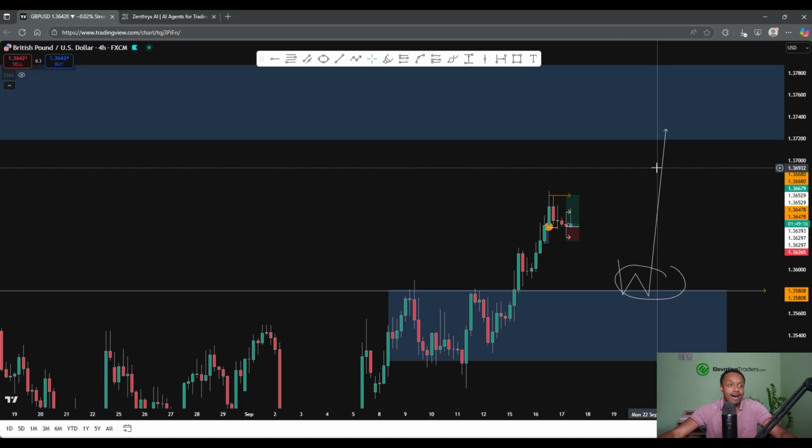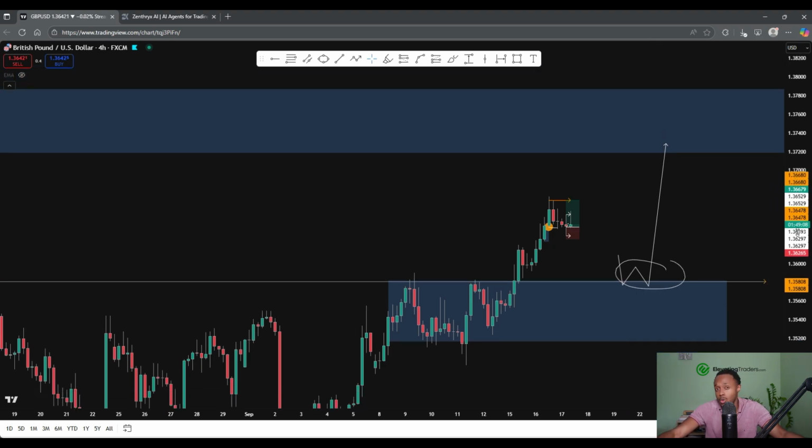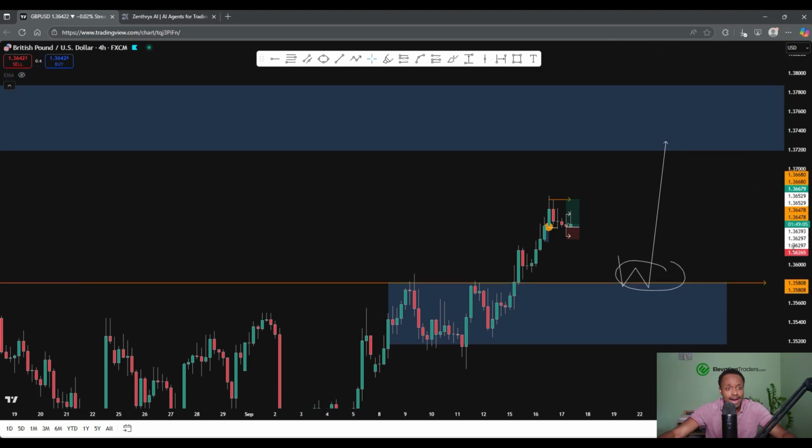Still looking for a push back to highs. Might be a re-entry later this week. I don't really want to enter now because we've got the news coming out later. I'm still very bullish on pound USD. But yeah, just a quick update on the trade I have today.